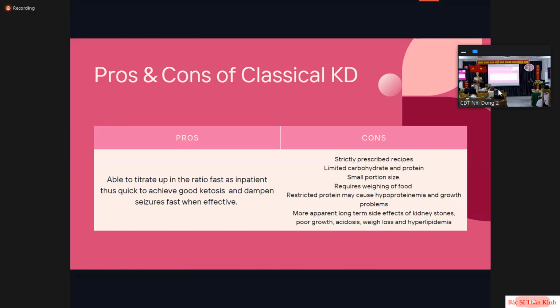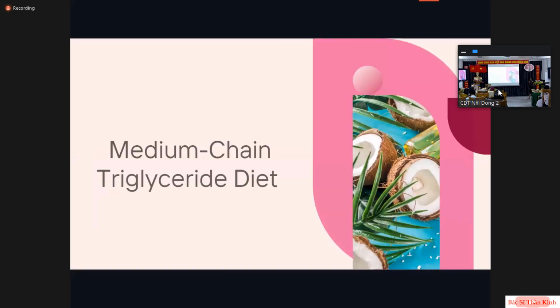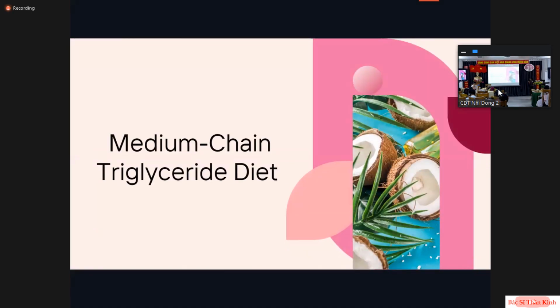But the cons is it's an extremely restrictive diet. There's very limited carbohydrate and protein and a very small proportion of size. And it requires the food to be weighed. There are case reports, but very rare, causing hypoproteinemia and growth problems. And it can cause long-term side effects of kidney stones, poor growth, acidosis, weight loss, and hyperlipidemia.